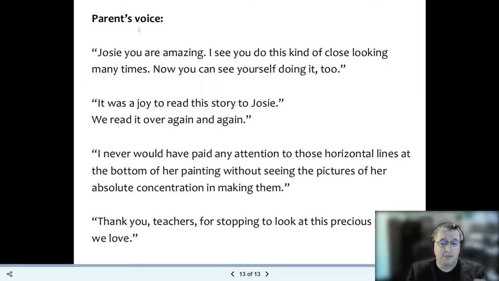All right, and then we have the parent voice. So we saw all 6 of those pieces in these 13 slides. We have the picture at the very front. We have the title.